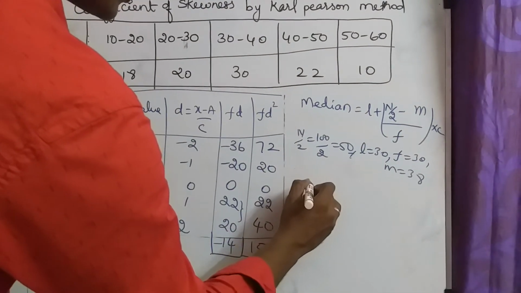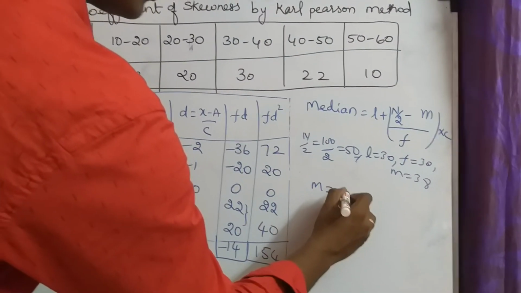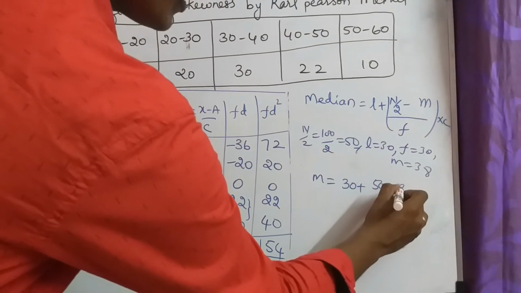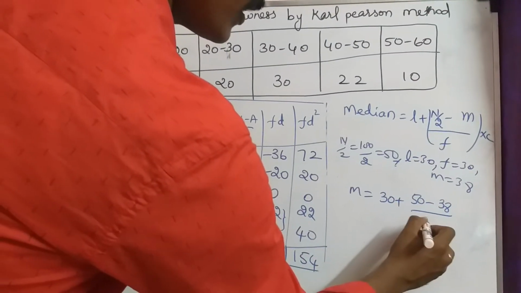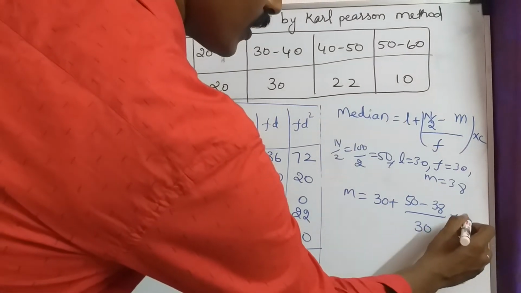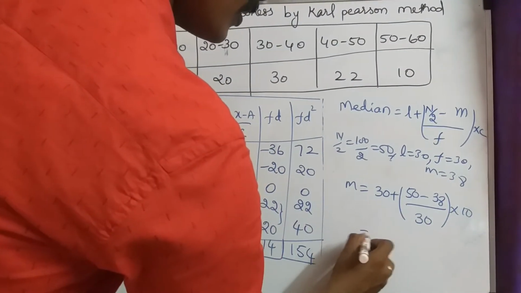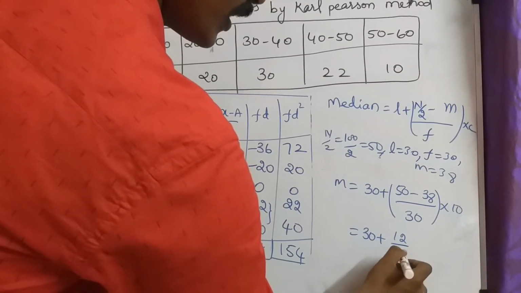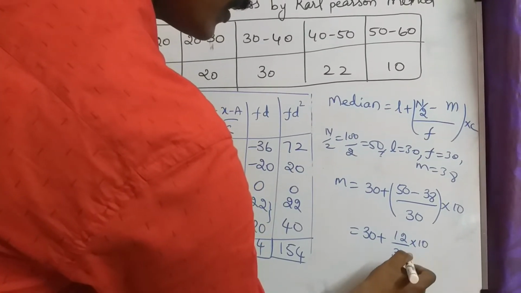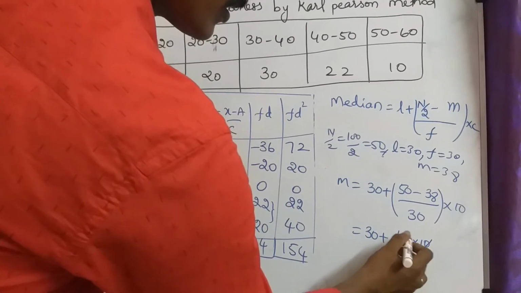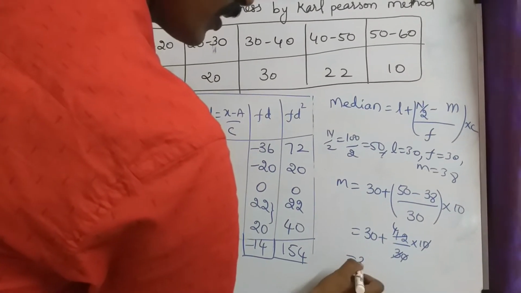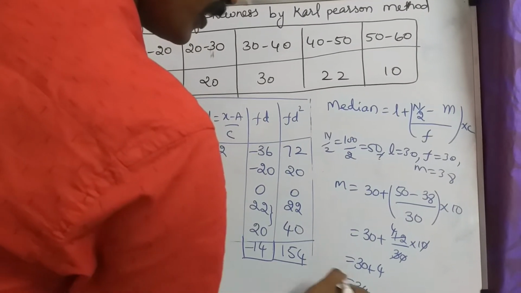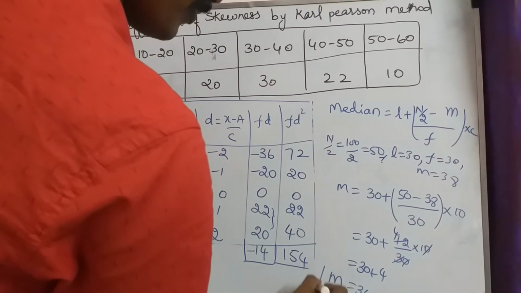So median equals L, which is 30, plus (n by 2, which is 50, minus m, which is 38) divided by F, which is 30, into 10. So 30 plus 12 divided by 30 into 10. The zeros cancel, 3 ones are 3, 3 fours are 12, so 30 plus 4 is 34. The median is 34.